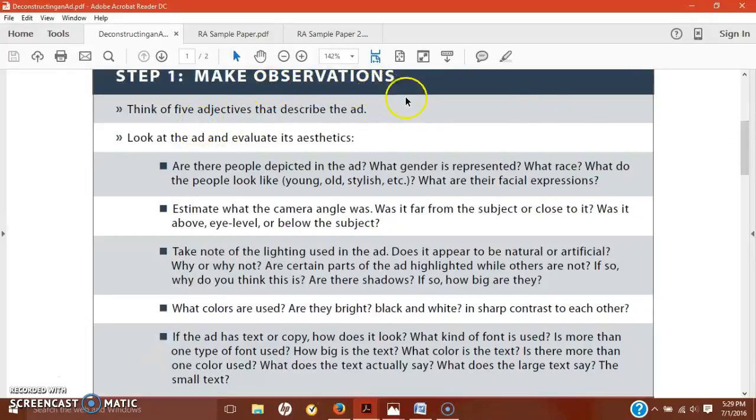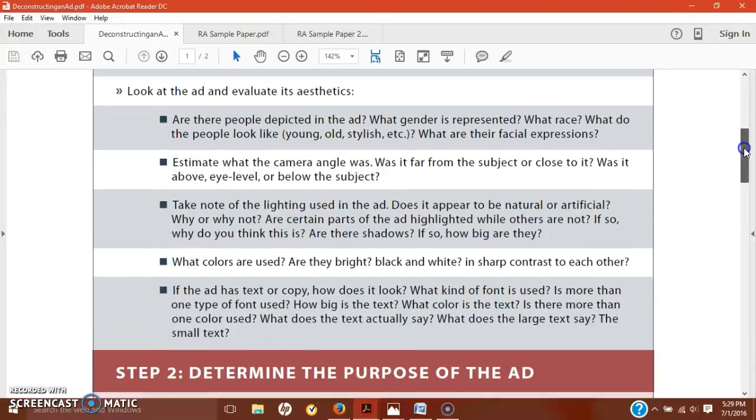Observe. That's describe. It's the same thing. So you think of five adjectives that describe the ad. That's a really good practice to start with. Is it foreboding? Is it sparse? Is it intimidating? Think of something that you can use later in your paper.